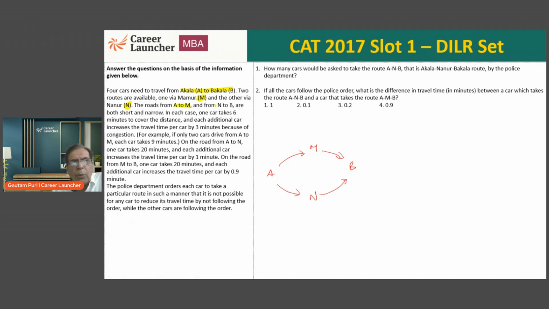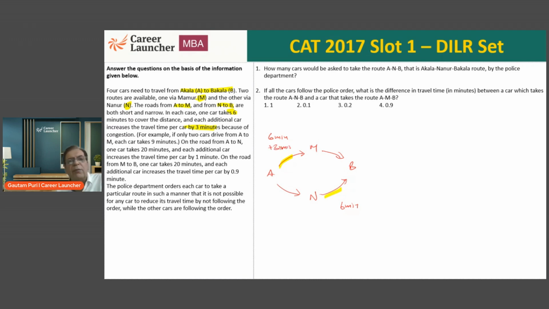The roads from A to M and N to B are both short and narrow. In each case, one car takes 6 minutes to cover the distance, and each additional car increases the travel time per car by 3 minutes. So in both of them, each car will take 6 minutes, and each additional car will increase the time by 3 minutes.